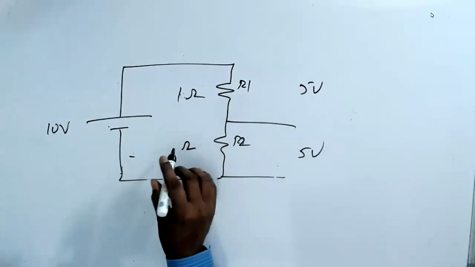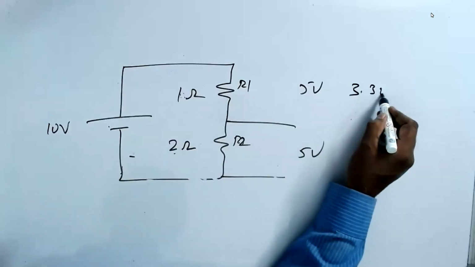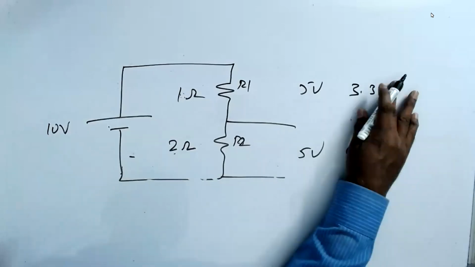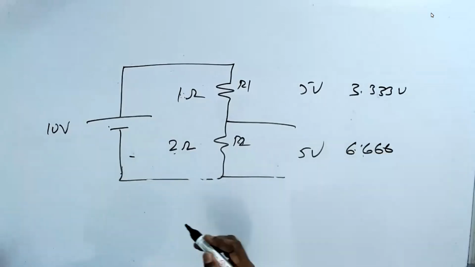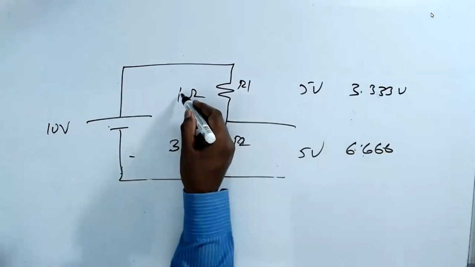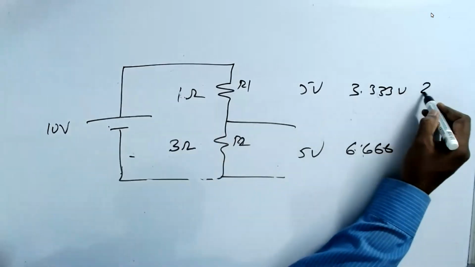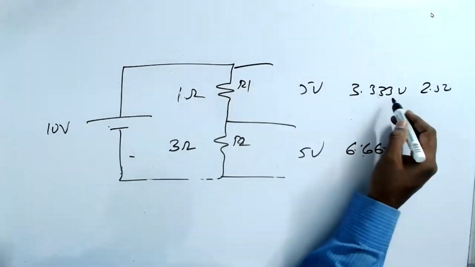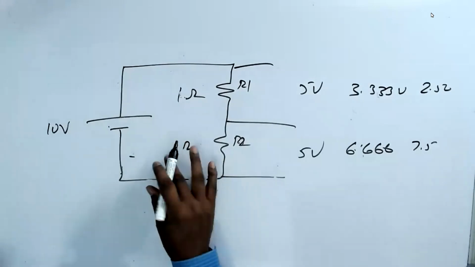If we make it 2 ohm, 1 plus 2 is 3. So it becomes 3.33 volt and 6.66 volt. Now, if you make it 3 ohm, 1 plus 3 is 4, and 10 by 4 is 2.5. So this becomes 2.5 volt, or V1. V2 becomes 7.5 volt.